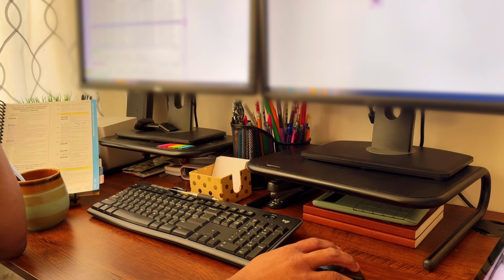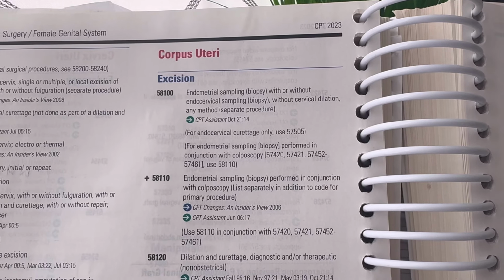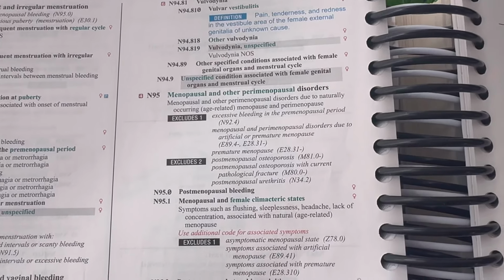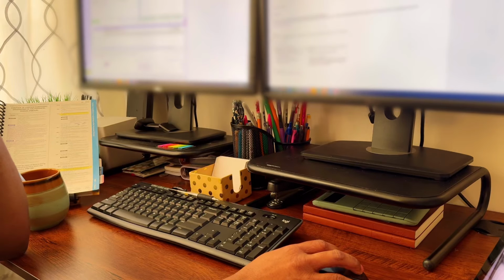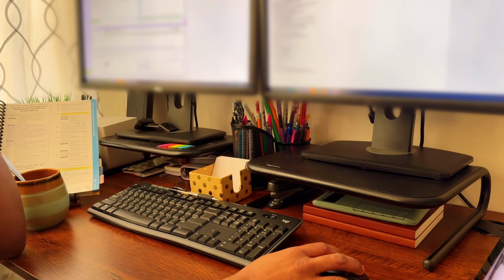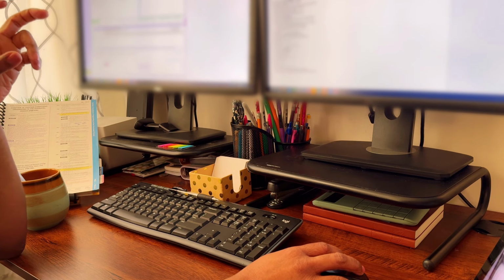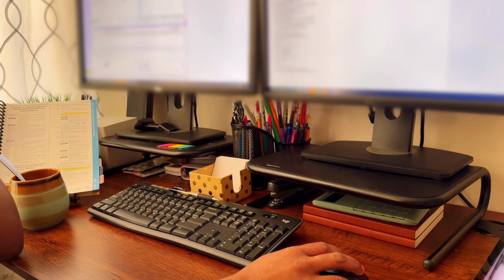So next up, I have an endometrial biopsy. We have a diagnosis for postmenopausal bleeding. That is the N950, and that is the reason the patient came in, was to have the biopsy. So we're not going to bill an E&M unless it was something completely separate that would be billable. Usually if the patient comes in for a procedure, you don't bill an E&M because technically they say there is like an E&M in the procedure that you would be billing, so you wouldn't bill extra.